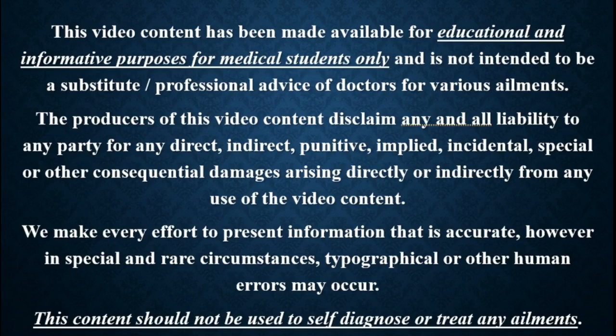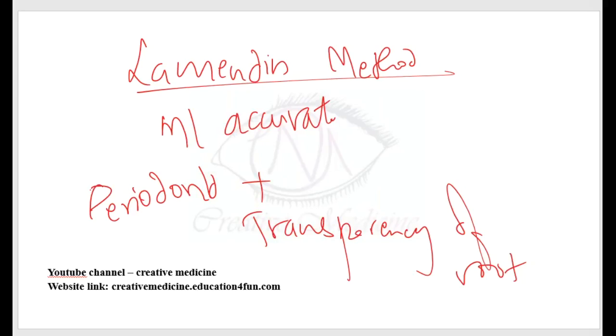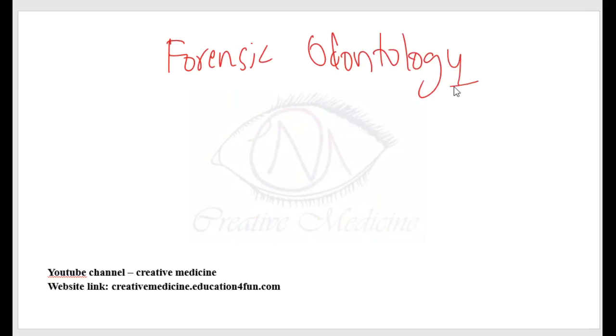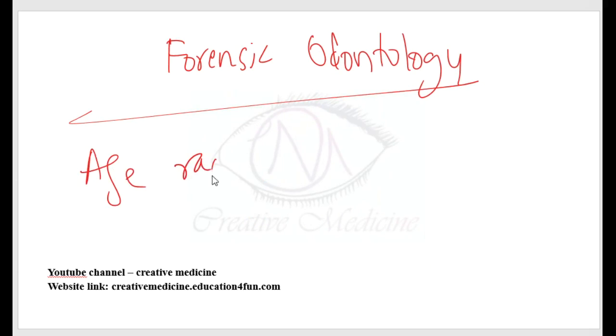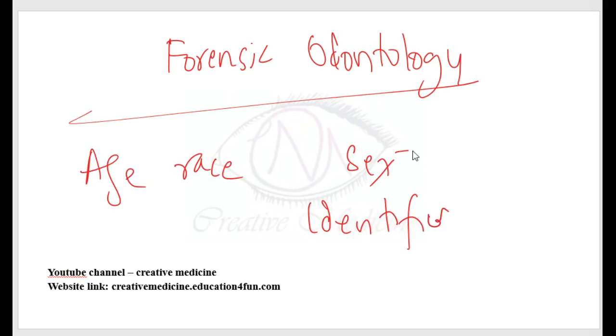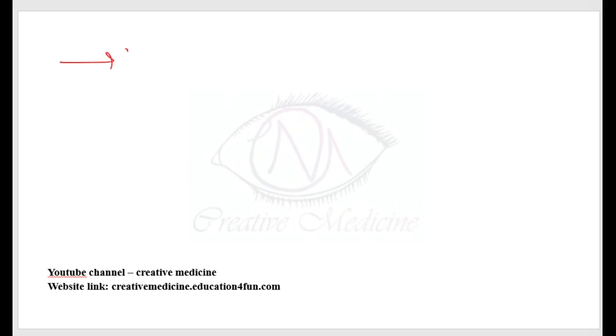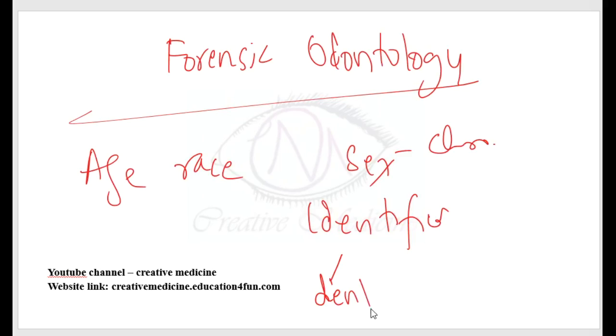In this lecture, we will learn about forensic odontology. Things which can be determined from teeth is forensic odontology, like age, race, sex, and identification. Sex can be determined by chromosomes and chromatin. Identification: by comparing the dental records of a dead person with that of a missing person, you can identify the person. We can also identify the person by obtaining DNA analysis from the teeth.